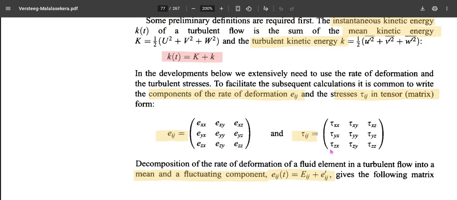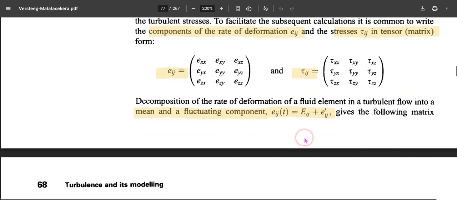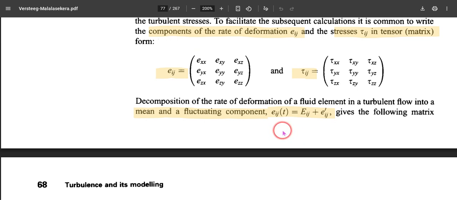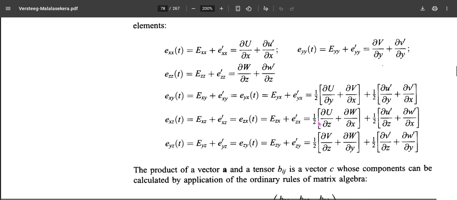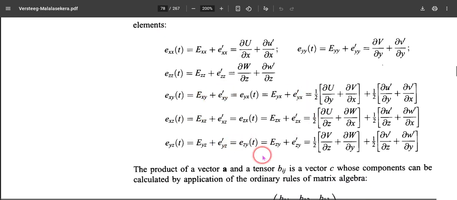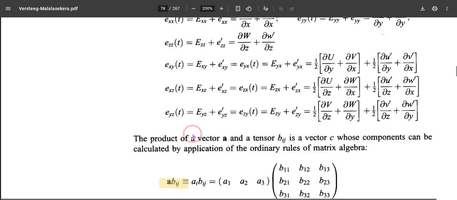Now we come to the rate of deformation tensor and the stress tensor. Similar to the velocity components, which can be decomposed into mean and fluctuating components, the rate of deformation tensor can be decomposed into a mean and a fluctuating component. These are the final expressions for the rate of deformation, expressed for the six components: xx, yy, and the normal and shear components.